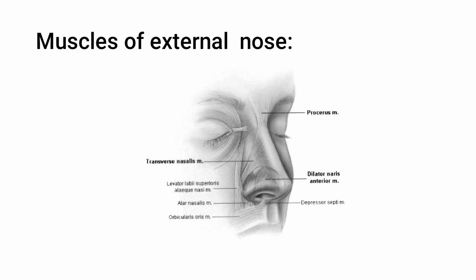Now come to the muscles of the external nose. We have the procerus muscle, transversus nasalis muscle, and dilator nares muscle. Whenever a person is angry, these anterior dilator nares muscles perform their function and the nares are dilated. Then we have the levator labii superioris and the alar nasal muscle. So these 6 muscles form the external nose.